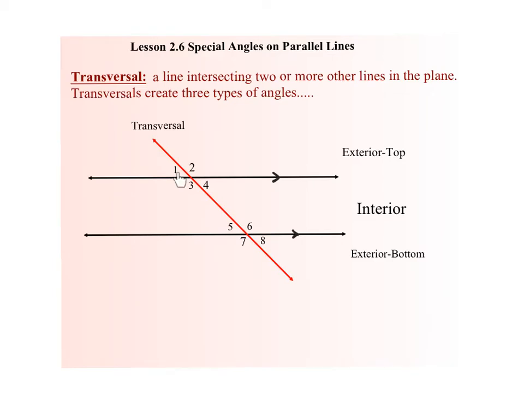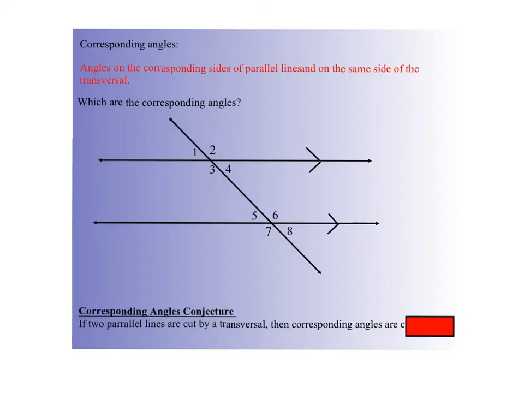The exterior top angles are angle 1 and 2. The exterior bottom angles are angles 7 and 8. The 4 interior angles formed by the two parallel lines cut by the transversal are angle 3, angle 4, angle 5, and angle 6. So a transversal is a line intersecting two or more other lines in the plane. This transversal creates three types of angles, as we mentioned: exterior top, interior, and exterior bottom. Let's talk about what implications this has for our lesson today.